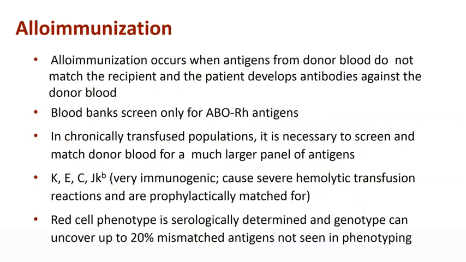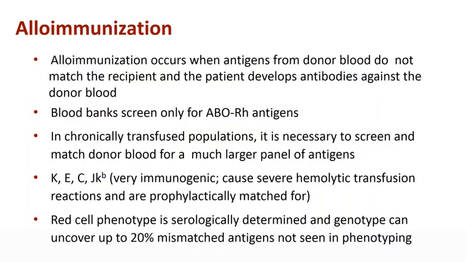Alloimmunization occurs when antigens from the donor blood do not match the recipient and the patient develops antibodies against the donor blood. Now, since most patients are only transfused rarely who don't have a chronic transfusion disorder, such as for surgery, blood banks screen only for ABO-RH antigens. But in the chronically transfused population, it is necessary to screen and match donor blood for a much larger panel of antigens.